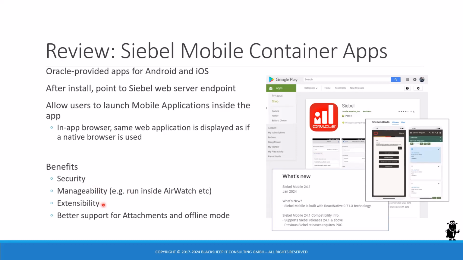extensibility, of course, because it can modify the source code. And also it has better support than the native Chrome browser on Android, for example, or Safari on iPhone, for attachment handling and offline mode, the disconnected mode of those mobile applications. So I looked it up just today on Google Play and also on the Apple App Store. The new version is out there, so you can download the Oracle compiled version of that and use it.